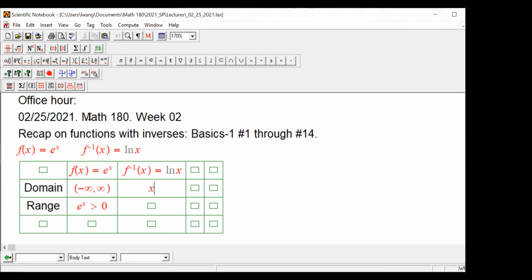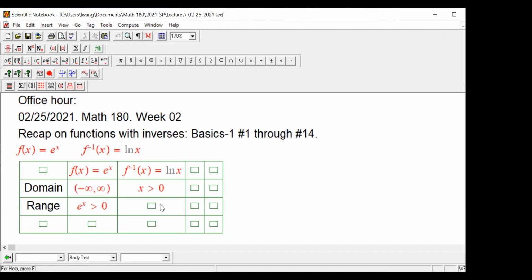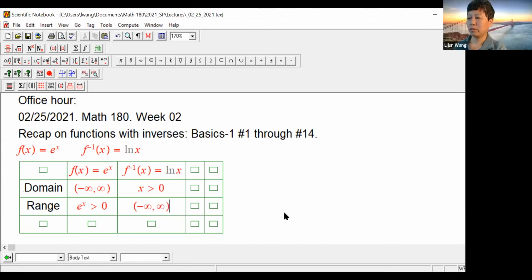Zero to positive infinity. Does it include 0? No. x greater than 0. And what's the range? Negative infinity to infinity. Wonderful. You see, a function that has an inverse, this guy is 1-to-1, right?